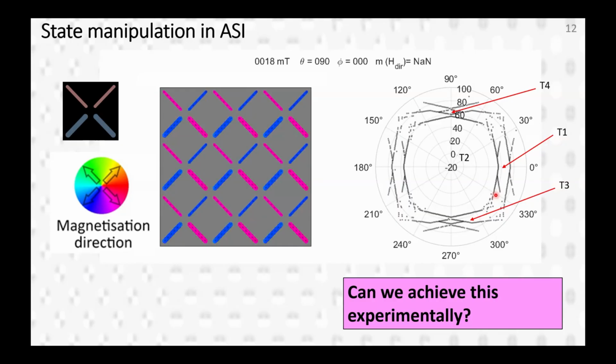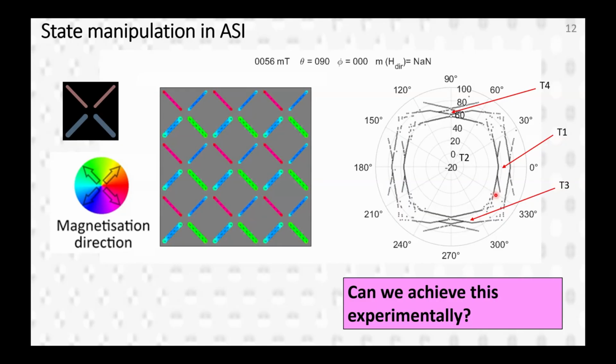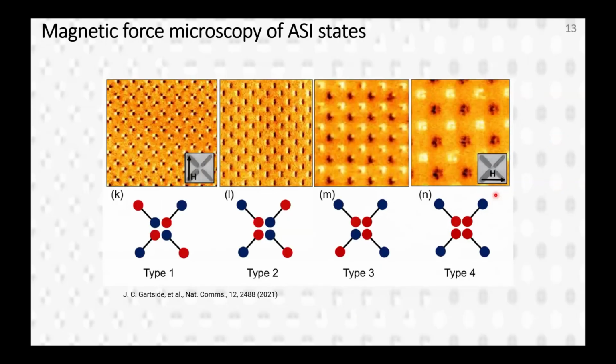But it's all very well. What I've shown you here is just simulation. Can we achieve this experimentally? And the answer is yes. These are magnetic force microscopy images of pure type 1 to type 4 states. Here you can see the type 1 and here the type 4.